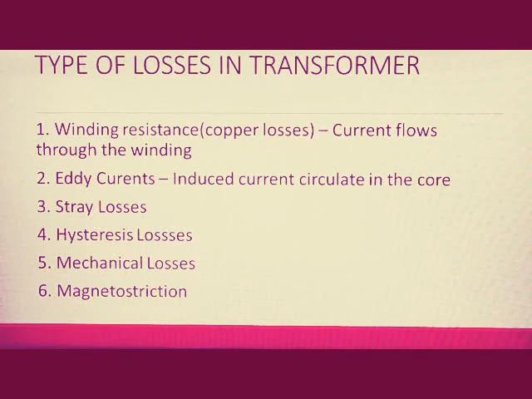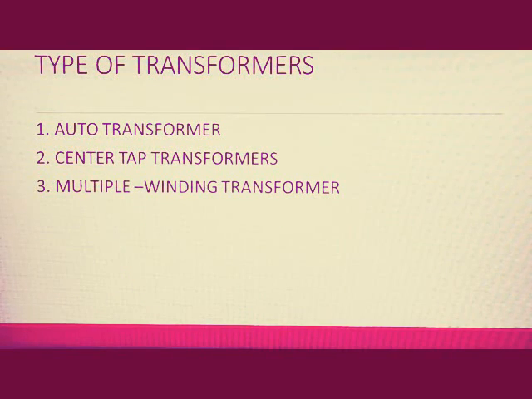Let's go to the next slide. Types of transformer. There are various types of transformer. First, auto transformer. Second, center tap transformer. Third, multiple winding transformer. Let me explain the auto transformer. In an auto transformer, one winding serves as both primary and secondary. The winding is tapped at the proper point to achieve the desired turn ratio for stepping voltage down or up.